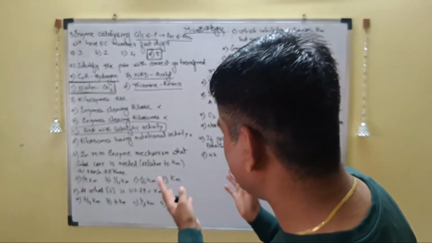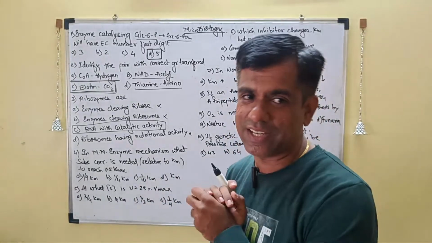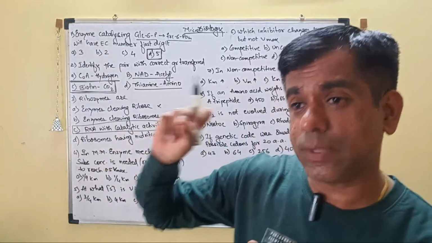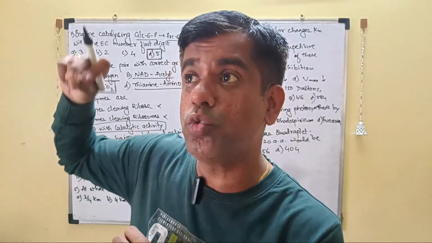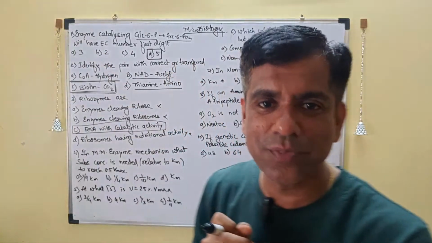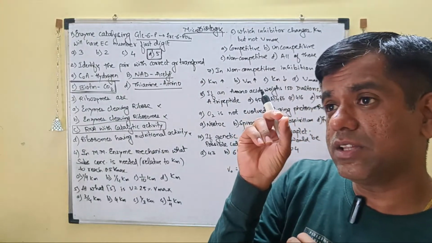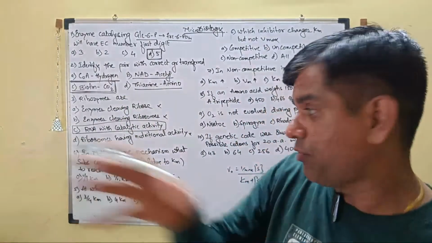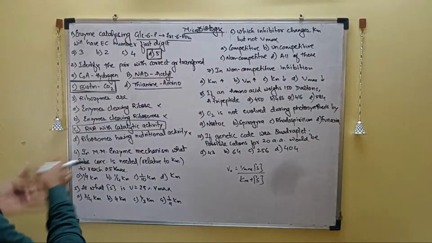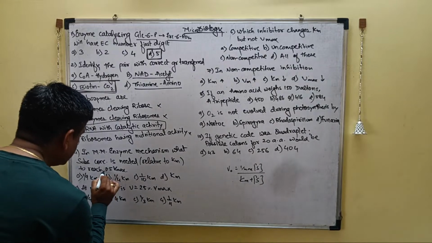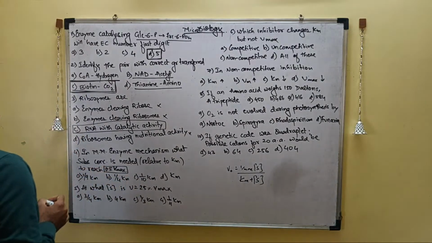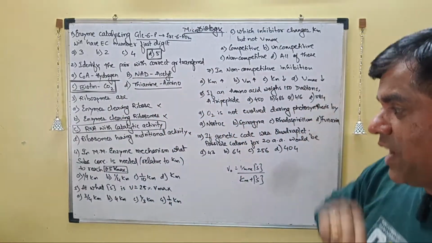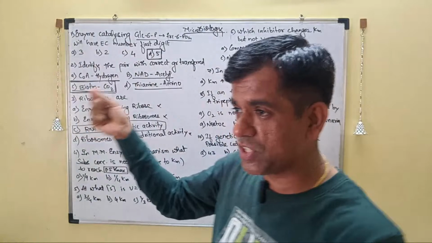Actually this doesn't need any calculation, because as per the definition, Km is the substrate concentration required to reach half of your Vmax. So when the substrate concentration is equal to Km, you have reached half of your Vmax. Here the question is asked exactly the opposite: what is the substrate concentration required to reach 0.5 Vmax? 0.5 Vmax is half of your Vmax, so according to the definition only.